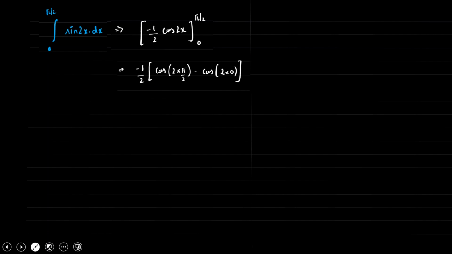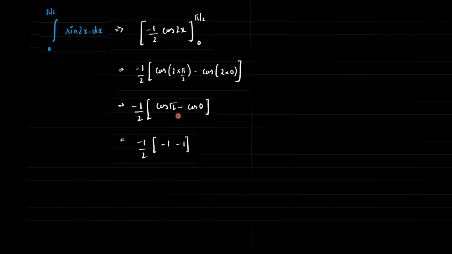Negative 1 over 2 as it is, cos 2 multiplied by pi over 2 minus cos 2 multiplied by 0. I'm just substituting the value of pi over 2 and 0 in place of x. Now let me simplify. Negative half outside, cos pi minus cos 0. Cos pi is negative 1, cos 0 is 1, and with the negative sign I will be getting the value as negative 1.